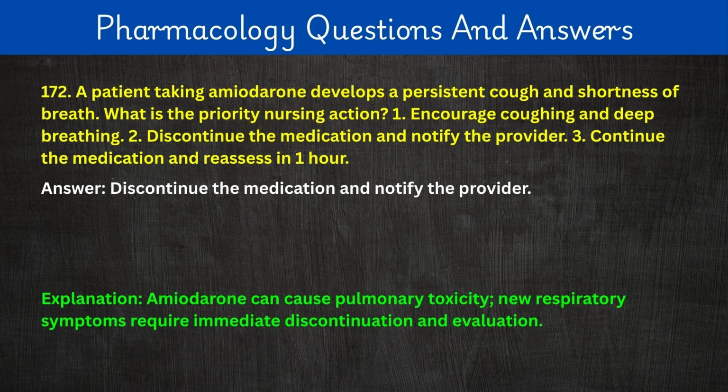172. A patient taking amiodarone develops a persistent cough and shortness of breath. What is the priority nursing action? 1. Encourage coughing and deep breathing. 2. Discontinue the medication and notify the provider. 3. Continue the medication and reassess in 1 hour. Answer: discontinue the medication and notify the provider. Explanation: amiodarone can cause pulmonary toxicity. New respiratory symptoms require immediate discontinuation and evaluation.